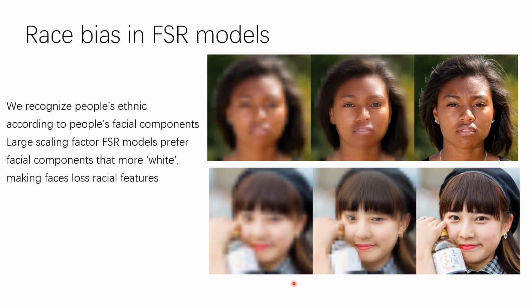And the second example is a young Asian woman, and we can see from here that she's clearly an Asian female and probably from Japan. And in the middle here, we can see that the shape of her nose and the shape and the color of her eyes changed a lot, so that she looks more like a white person than an Asian person. And this is racial bias in face super-resolution models.